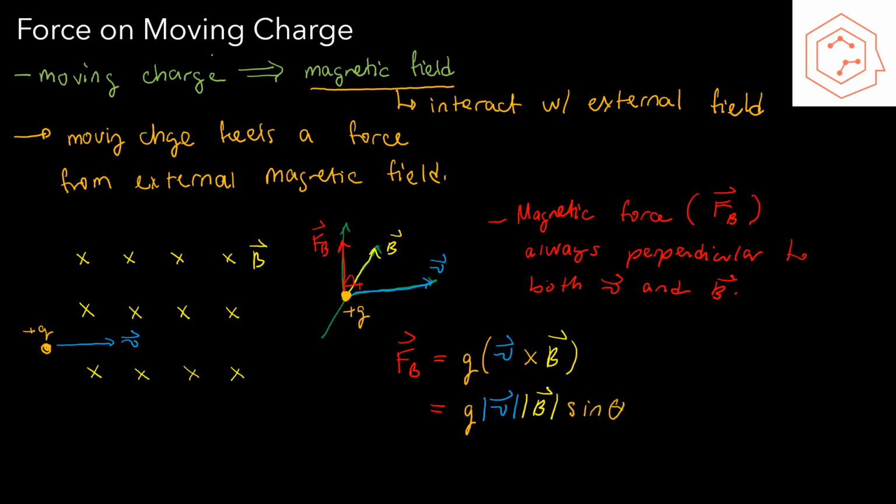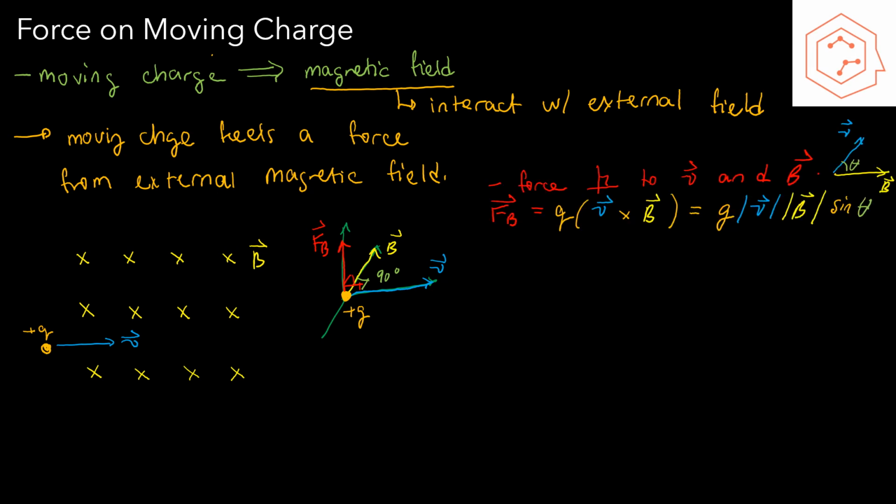So if we have our velocity vector and we have our magnetic field vector, then the angle between them is what we call theta. In most cases, theta is going to be 90 degrees. And if it's 90 degrees, then sine of 90 degrees simply reduces to 1. So you don't need to worry about it. Now to actually find the direction, we have two more right-hand rules. So I'll erase this to make more room.